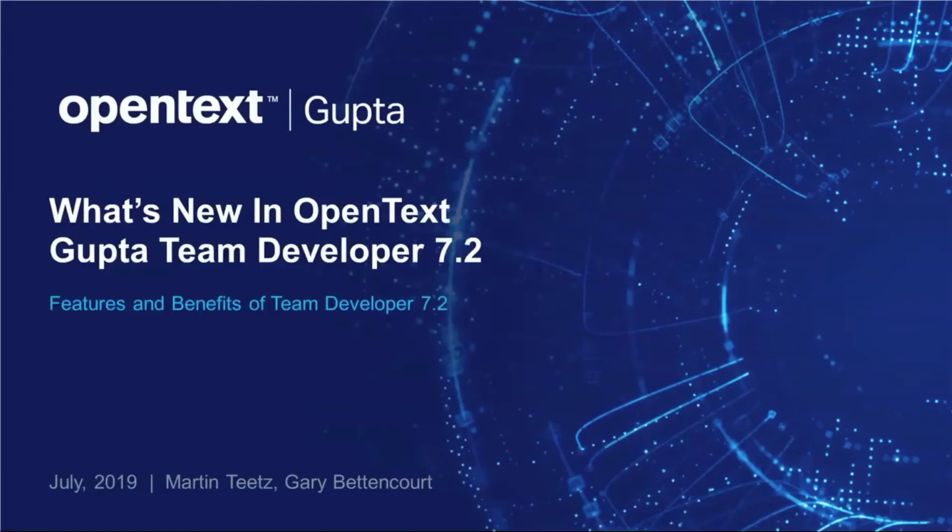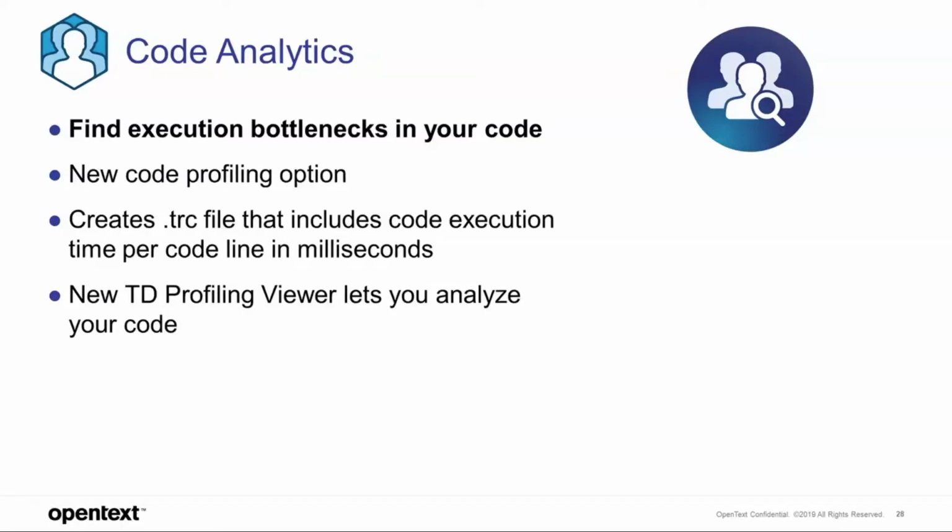So what's new in Team Developer 7.2? The programming experience. We have a very exciting new feature in Team Developer 7.2, which is code analytics, which helps you find execution bottlenecks in your code. It creates a .trc file that includes code execution time per code line in milliseconds. And we have a new profiling viewer that lets you analyze your code.